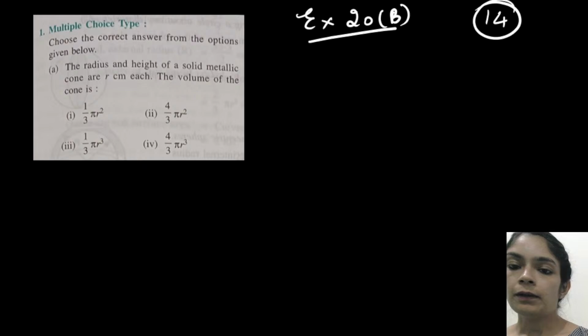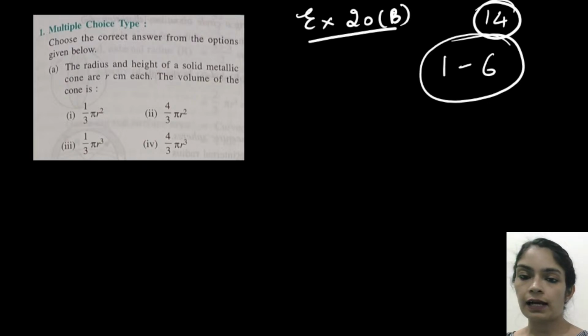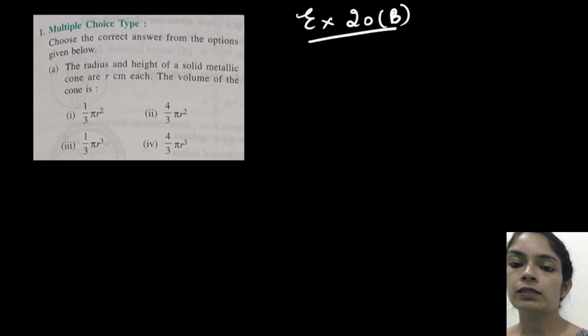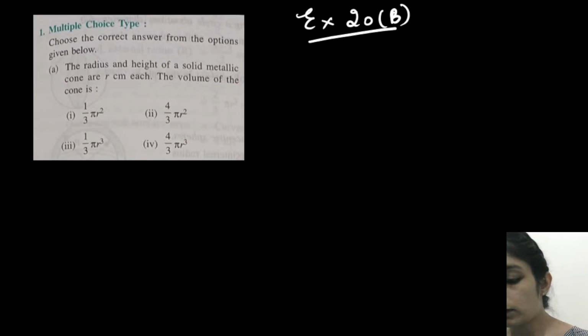So what I have planned: 1 to 6, since 1 has MCQs, I will do in today's class. The remaining 7 to 14 I will do in the next class. So we will finish this exercise in 2 classes. When this class gets over depends on the questions. I have already told you my plan. So let's start now. I can see no one has any doubt.